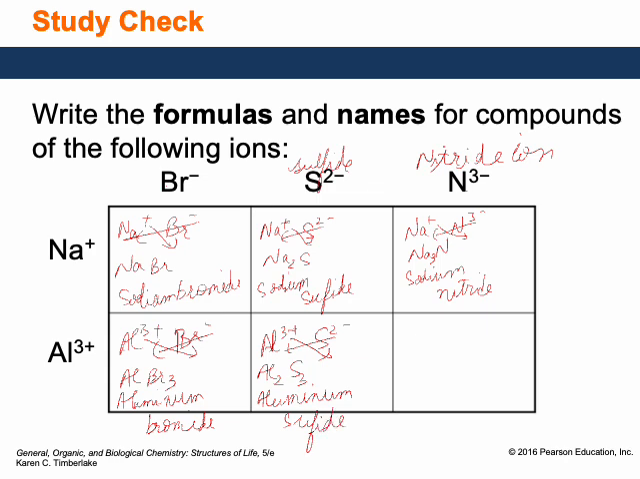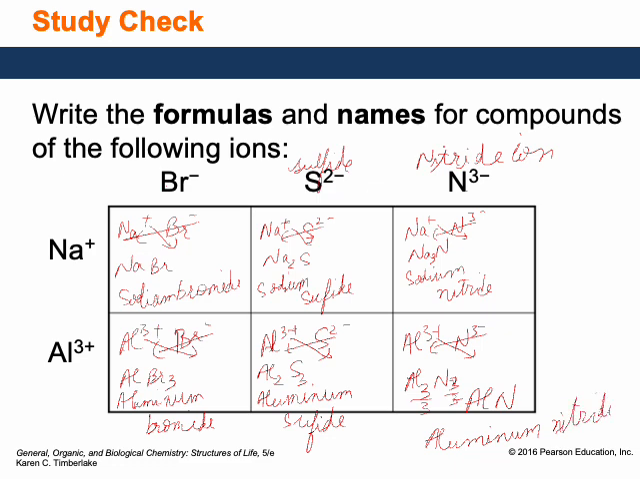Aluminum and nitrogen will give you Al3 plus, N3 minus. Crossing over the numbers would give us Al3N3, and again we want the lowest ratio possible, so we'll change this into AlN. That would be the formula. Both can be divided by 3. The lowest ratio possible is 1:1. This would be aluminum nitride.